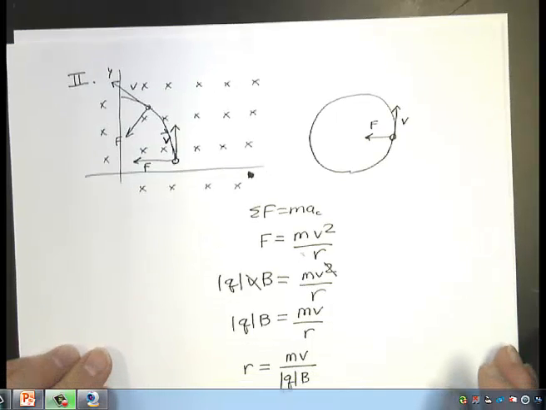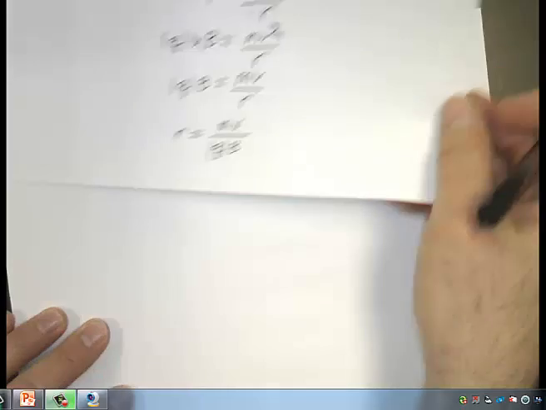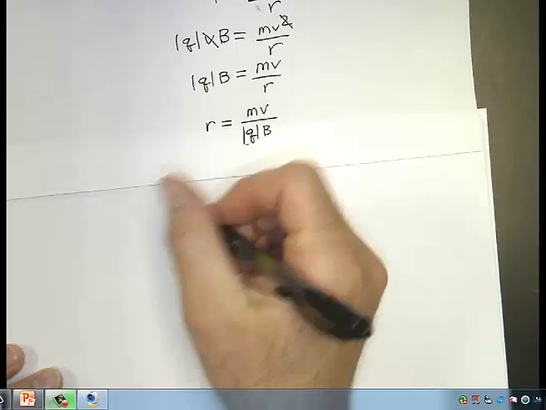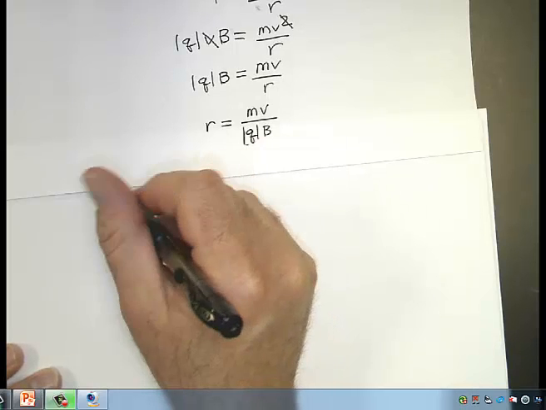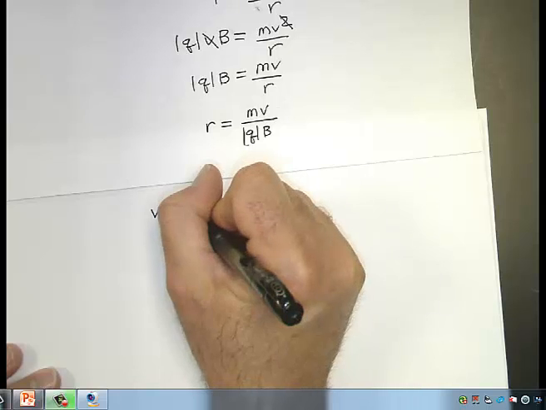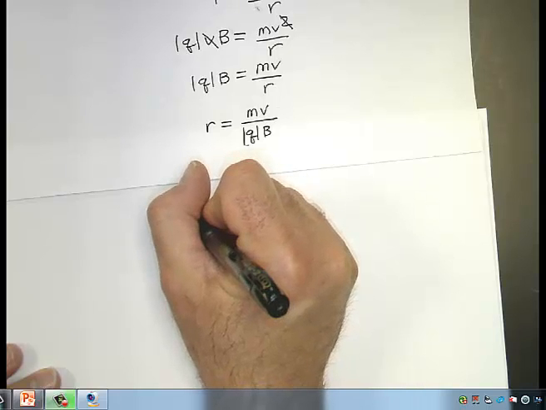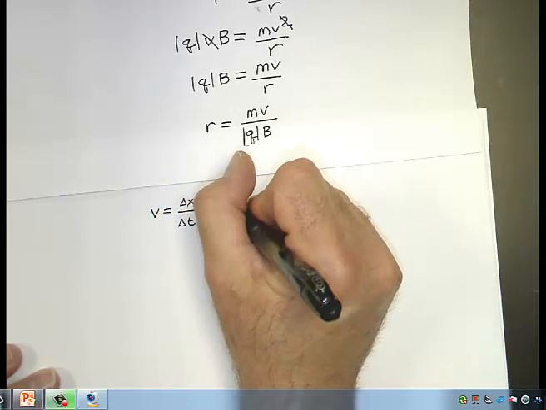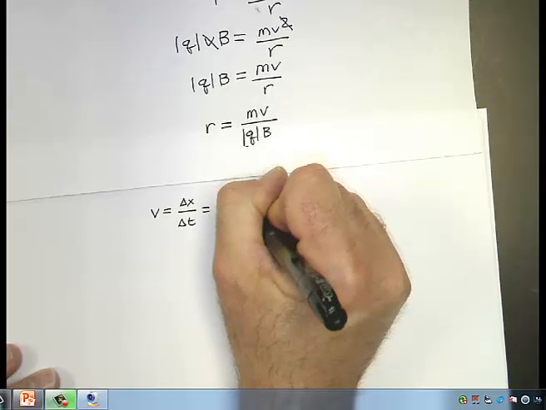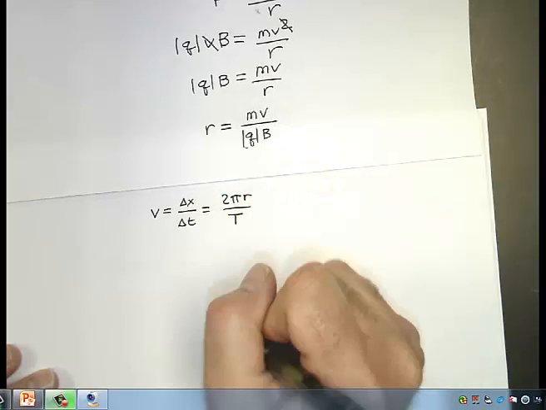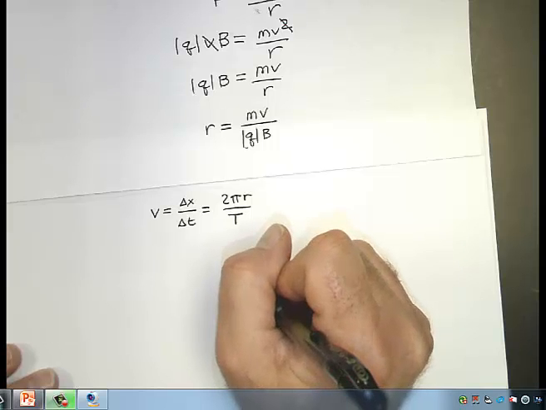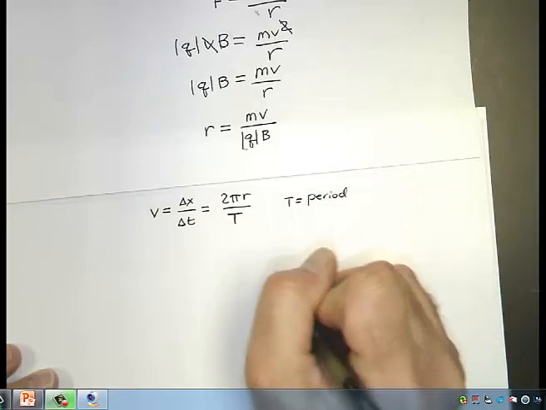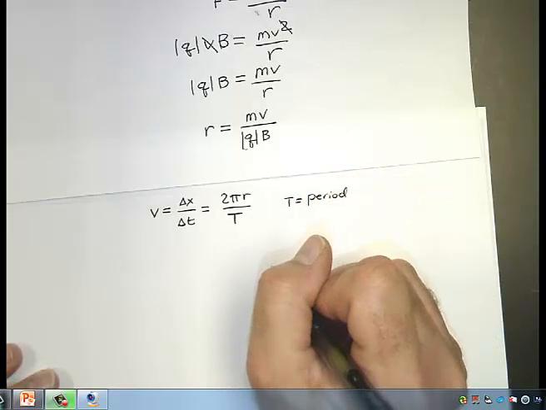Now, we also know that the velocity of an object as it moves around in a circle, remember, is displacement over time, but this thing moves in a circle. The distance it moves during a certain period of time is 2 pi r divided by t, where t is the period. In other words, that's the time it takes this thing to move around one circle.